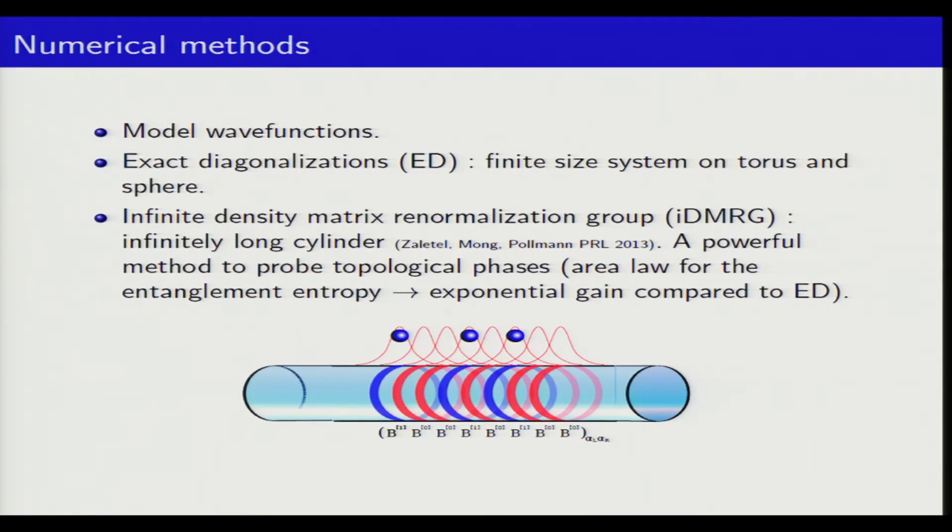And the reason behind that is really the entanglement. In these topological phases, if you take your system on a cylinder, the entanglement entropy will grow like the perimeter of the cylinder, not the length. So if you compare to exact diagonalization, which grows exponentially with the system size, the complexity related to this kind of algorithm grows like the exponential of the perimeter. So you have an exponential gain to use this technique.